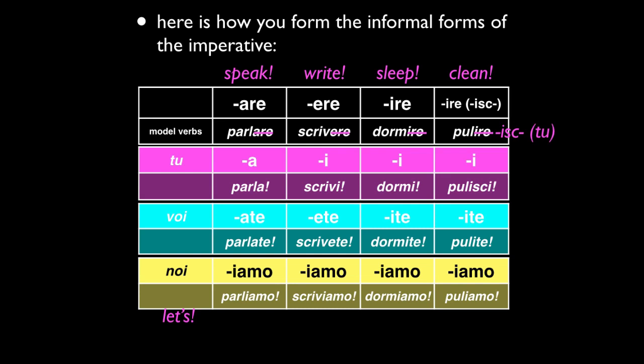Okay, so it's really kind of a get up and go kind of exclamation there. It is a kind of command in a way, right? Because you're saying, even to yourself, when you say noi, you're saying to yourself, let's, you and I, do these things.